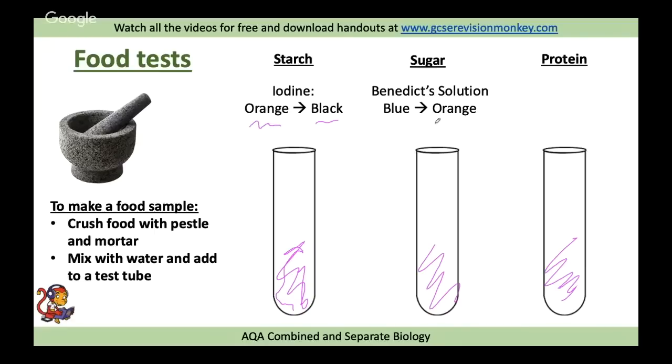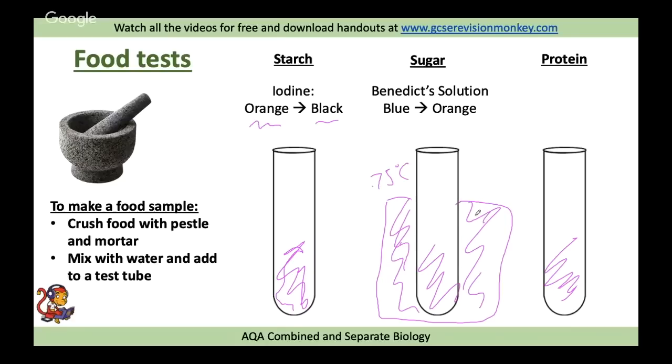Now, you may see other words. If there's a little bit of sugar, it may change green. If there's loads, it may change a red colour, but blue to orange is your main colour change. This one requires a water bath at around 75 degrees. Okay, so for the sugar one, you're going to need to heat it up in a water bath. And finally, protein is Biuret test, which turns from blue to purple.